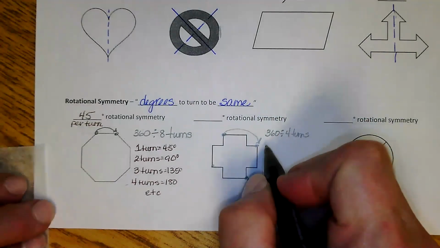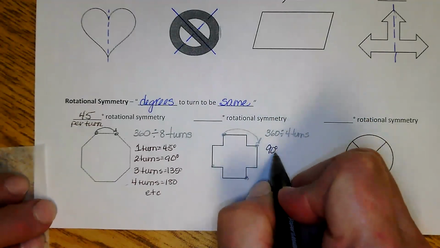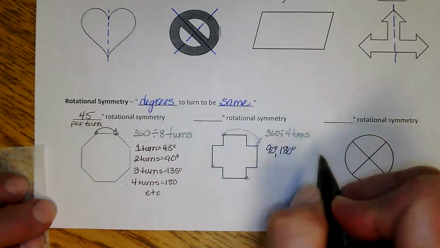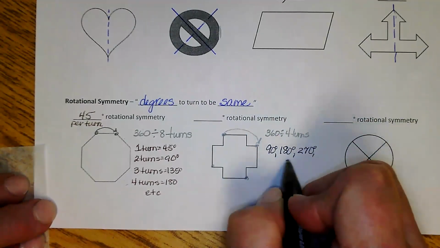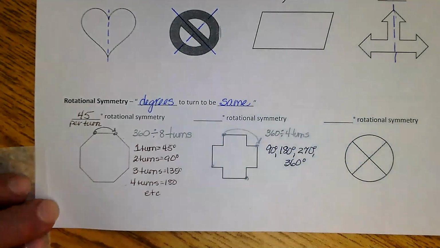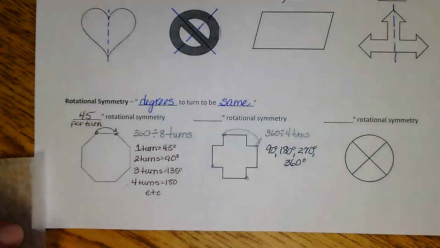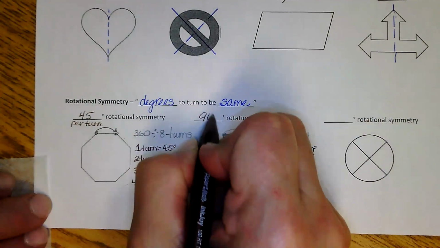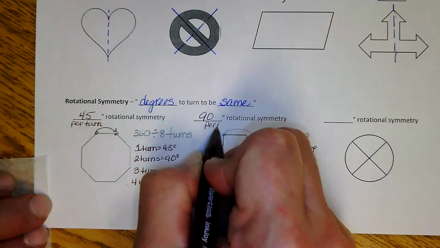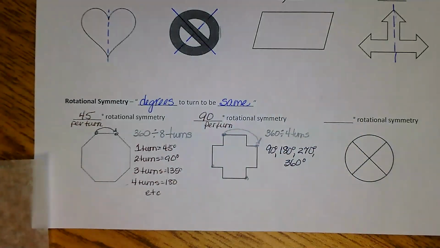So 1 turn, 90-degree rotational. 2 turns, 180. 3 turns, 270. And then 4 turns, of course, would be back to where we started. So this figure has 90 degrees per turn of rotational symmetry.